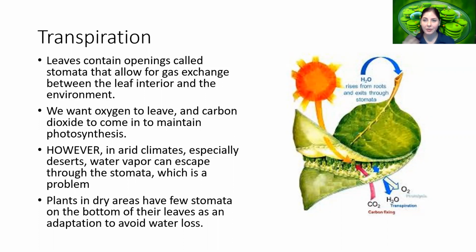And so they have to have a way of controlling this because this creates a major problem. So plants in these dry areas have few stomata on the bottom of their leaves as an adaptation to avoid water loss.